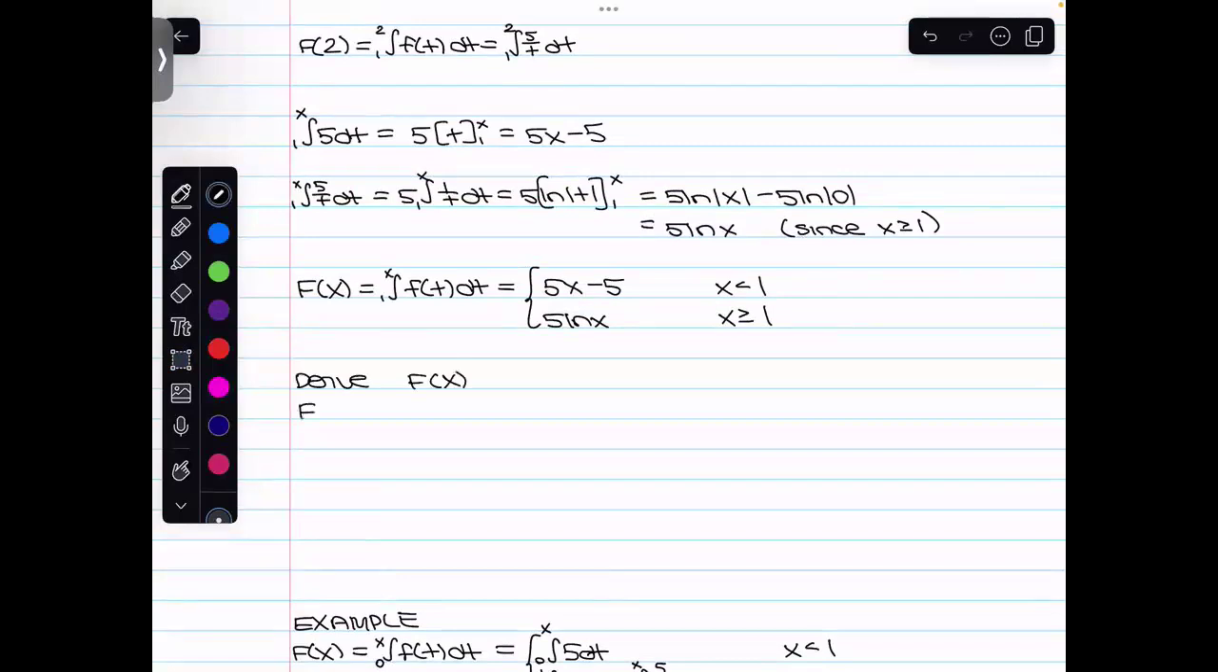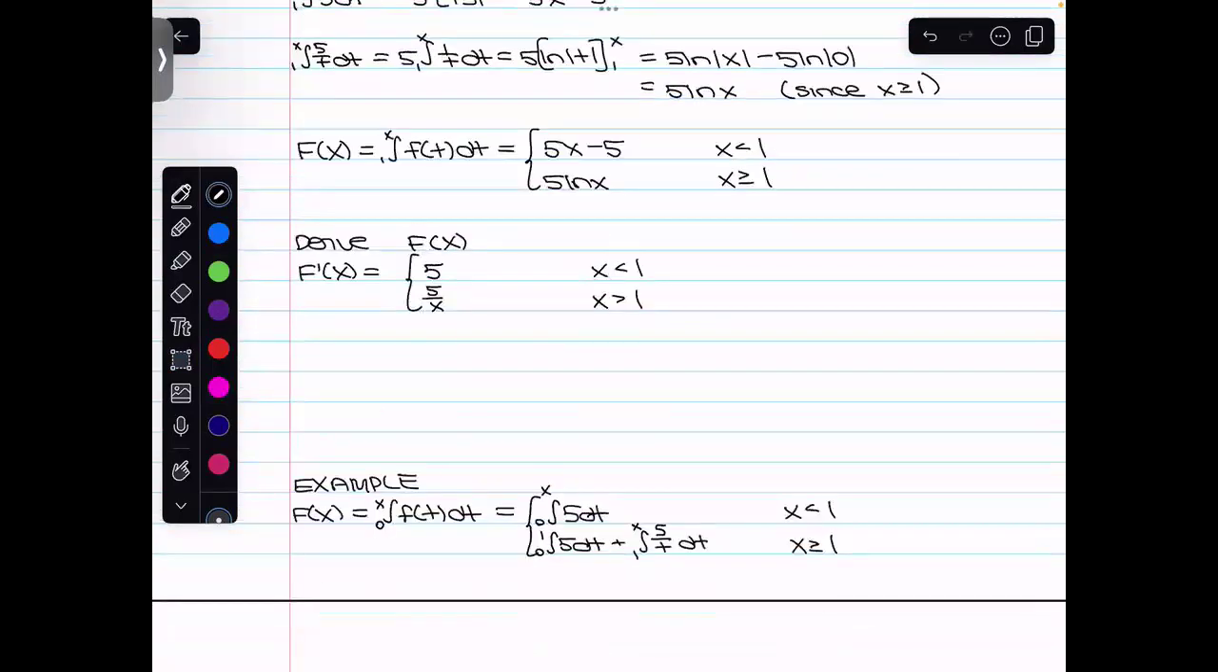We would get, for the first part, the derivative would be 5. Second part would be 5 times 1 over x. Now, technically, you should be removing the equal sign, because whenever you have a piecewise defined function, at the point of change, you have to consider both the left and the right derivatives and check if they're the same.